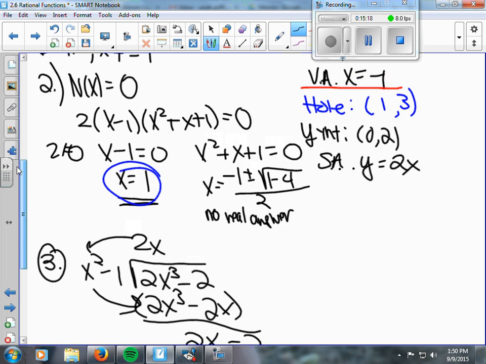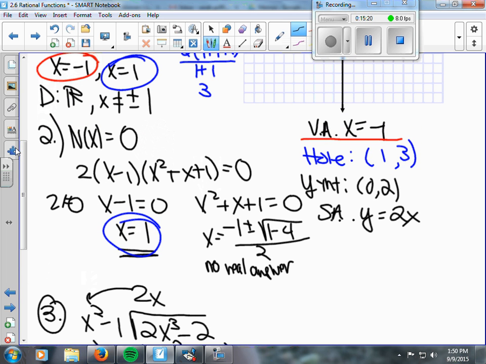And the important numbers you put are your x-intercepts, which I have no x-intercepts. Maybe I should write that down. X-intercepts, none.